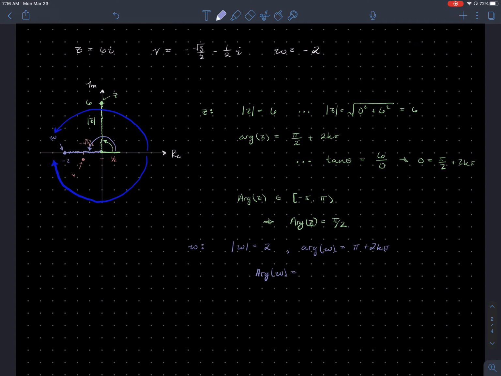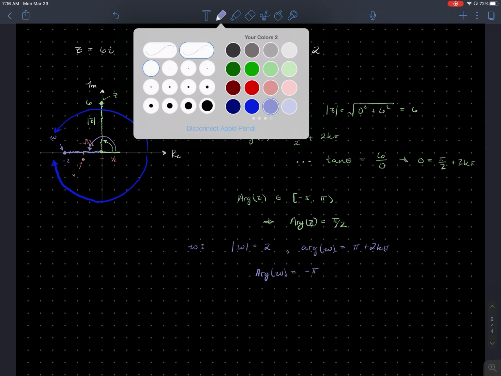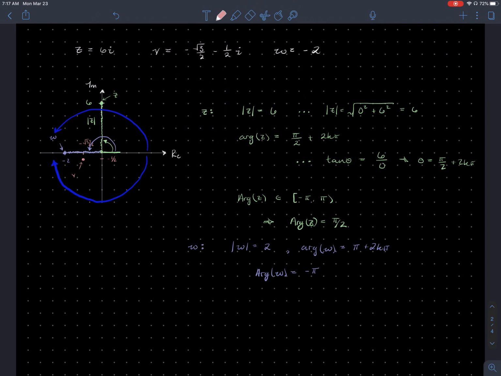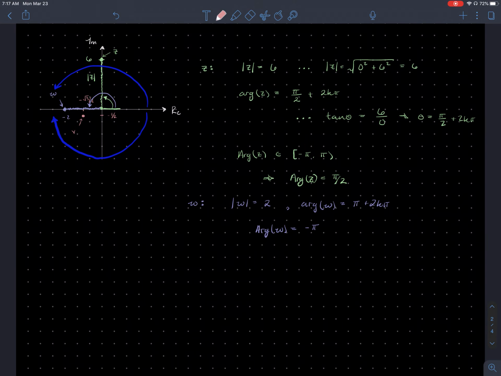Now our principal argument of w. That is where we have to decide whether we choose negative pi or pi, right? Well, we don't include pi in our interval, and so we can't choose pi. This means that we actually have to choose negative pi to be our principal argument. And lastly, complex number v.